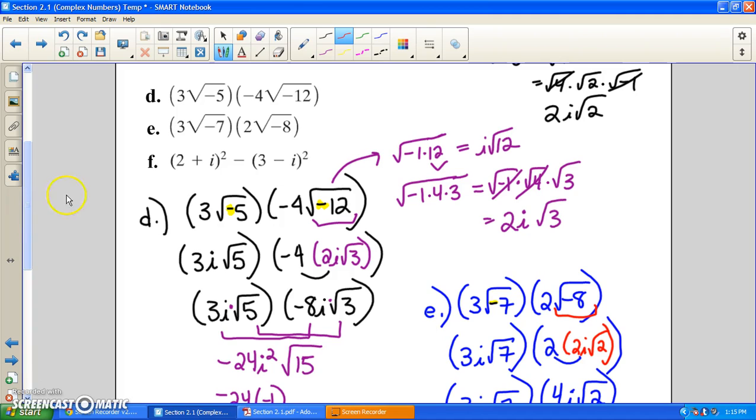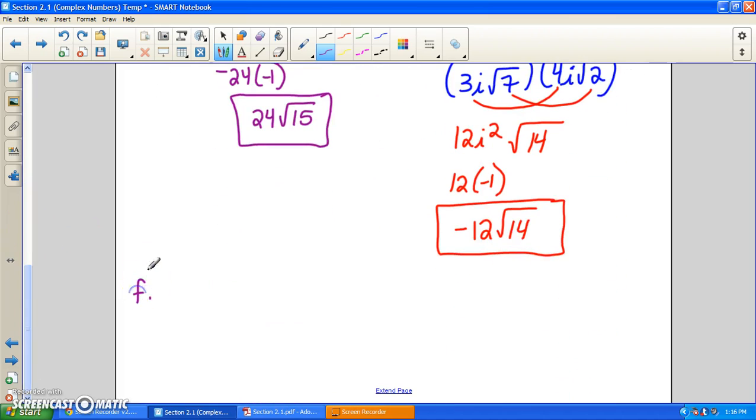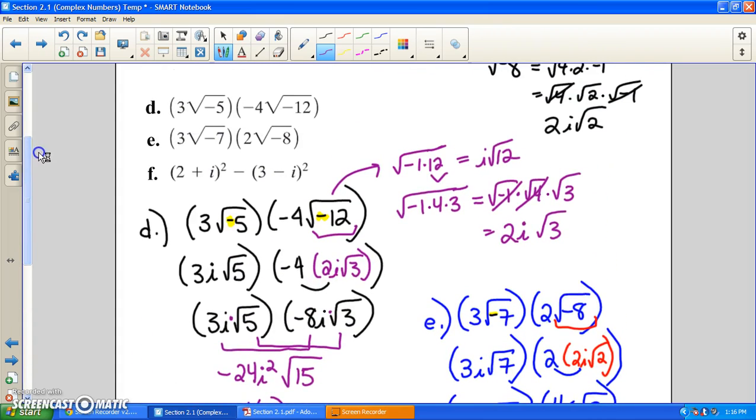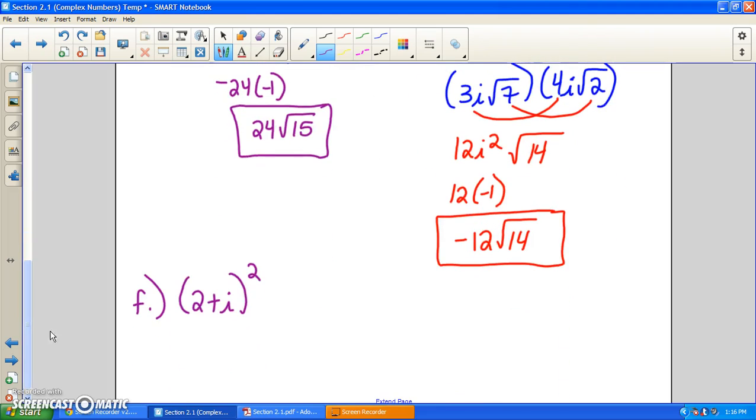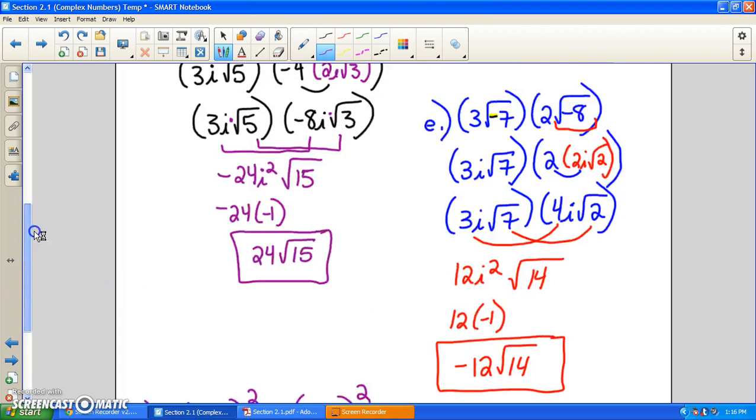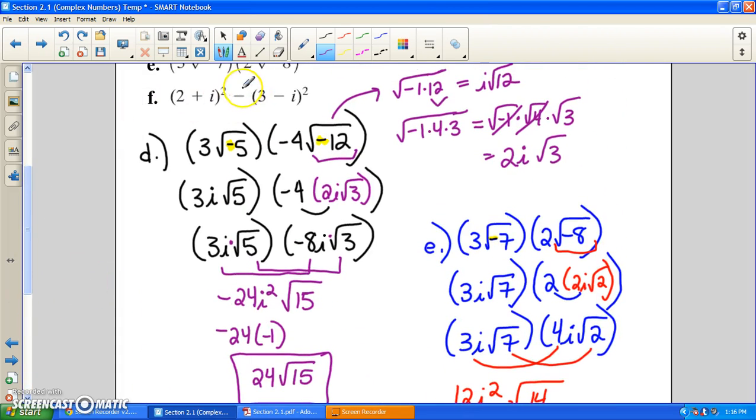Okay, so virtually D and E were the same thing. Now let's go to our last one down here. Let's go to example F. We have 2 plus i squared, so in parentheses 2 plus i squared, and then minus 3 minus i, so this is minus, and then in parentheses 3 minus i squared. So 2 plus i squared, and then we have 3 minus i squared, and there's a subtraction sign in between.